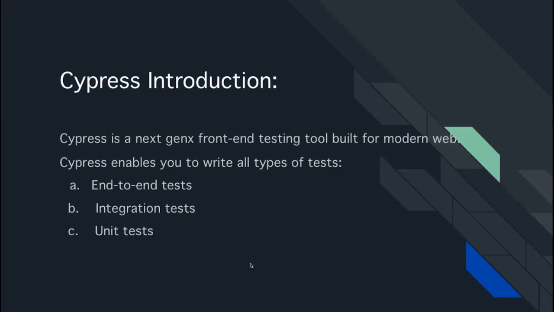Coming to the introduction, Cypress is a next generation front-end testing tool built for the modern web. Why do I say modern web here? Many developments are happening with React, Vue.js, AngularJS, and other JavaScript frameworks. Cypress is mostly suitable and compatible with all these frameworks, irrespective of the language. It also supports .NET, Python, and any other programming language as well.